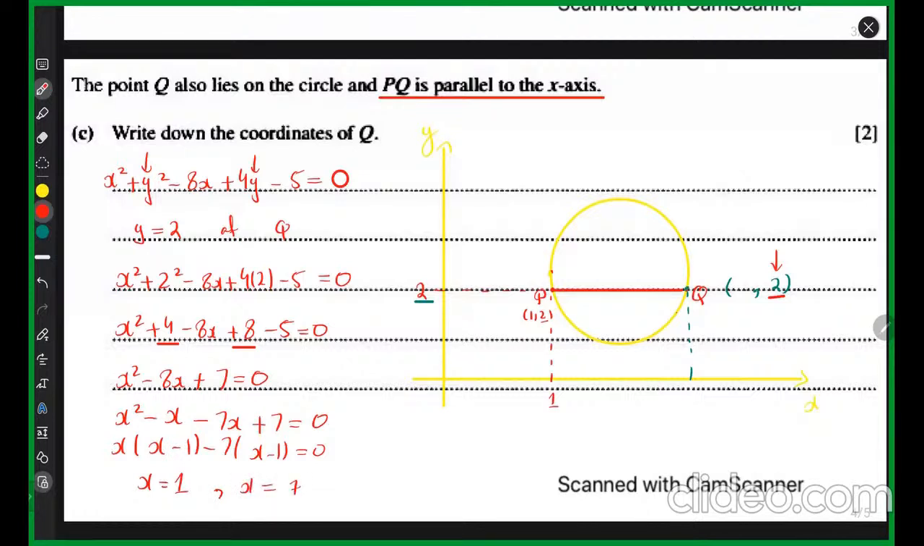So now I'm getting two x coordinates. Which x coordinate should I consider for this case? Can anyone tell me? 7. Very good. Excellent. Because I know 1, 2 was already used for P. This point P is also lying on y equals 2. So this one is basically for P and this 7 is basically for Q. So this is going to be 7, 2. This is going to be the answer.